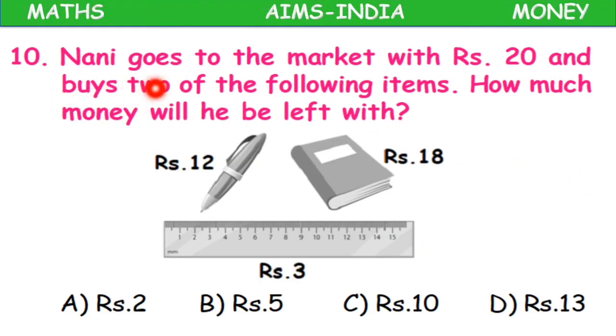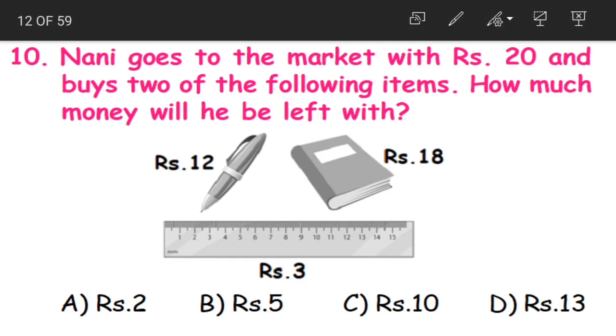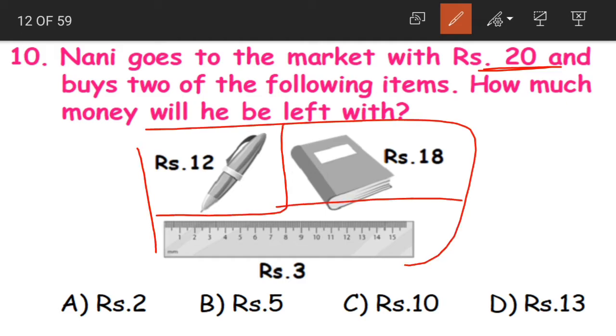Next, question 10. Nani goes to the market with 20 rupees and buys 2 of the following items. How much money will he be left with? What are they saying? That our Nani here goes to the market with 20 rupees and buys only 2 of the following. We are having 3 items here and he buys only 2. How much money will he be left with after buying the 2 items?